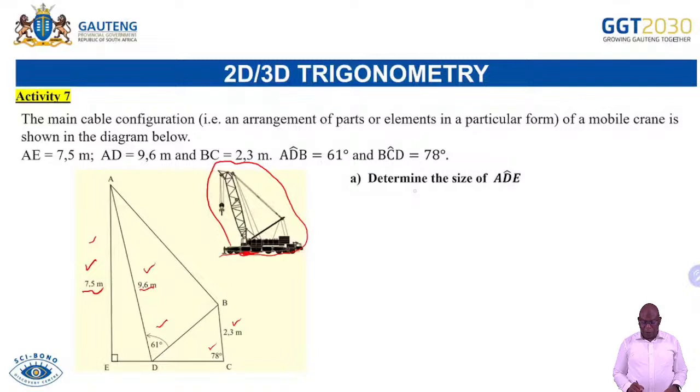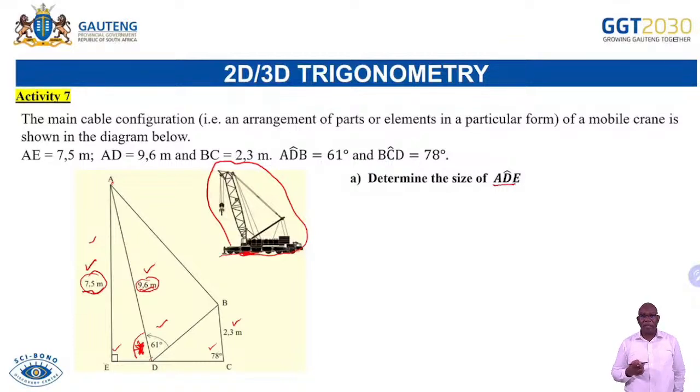Now, the first question says determine the size of ADE. Must go to the sketch and check. ADE, that's the angle I'm looking for here. First of all, I must check what is given. In which triangle is ADE? It's in triangle ADE, that long triangle there. What is given in that triangle? The side and the side, and the angle is here, and the 90 degrees is given.